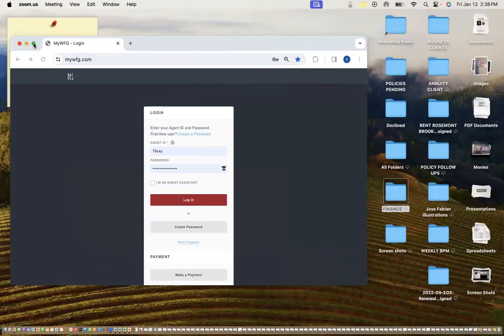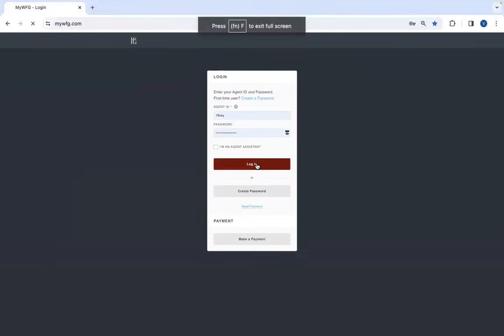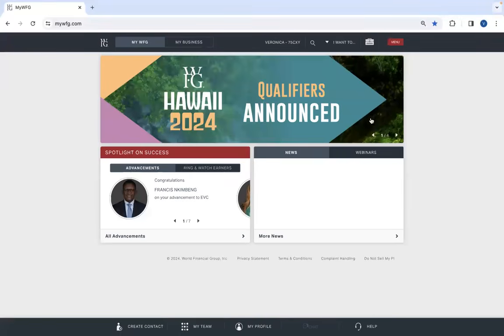Sometimes, it's easier when it's logged in already. But you know what? Let's do it this way. So right here, I'm going to go ahead and log into this account. I have my client with me, but I don't have to show my client how I'm logging in, right? So I'm going to log in.